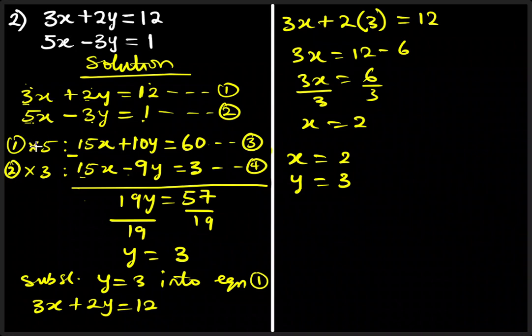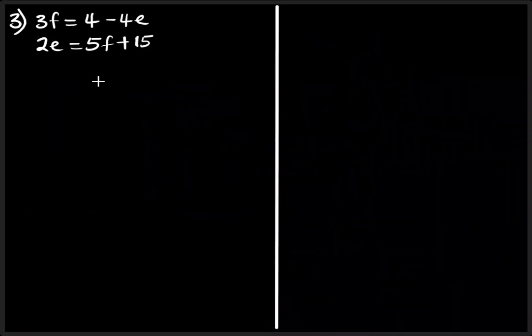We're multiplying equation 1 by 5 and equation 2 by 3. All right. So that's what we have. You can check the answers. You can check x and y by substituting them into the equations. All right, so we move to the third question.